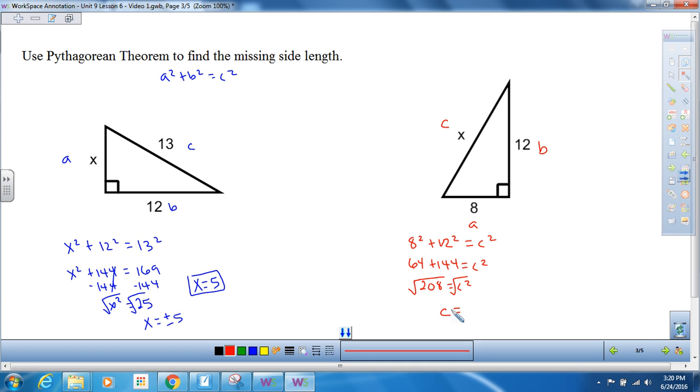So I need the largest perfect square that goes into 208, and that's 16. So 16 times 13. So that's 4 square root of 13. It's actually x equals 4 square root of 13. If it's not a perfect square, then you simplify your radical and keep it in radical form.